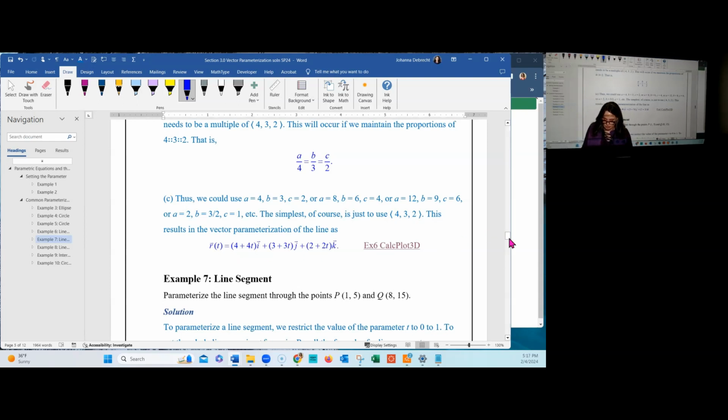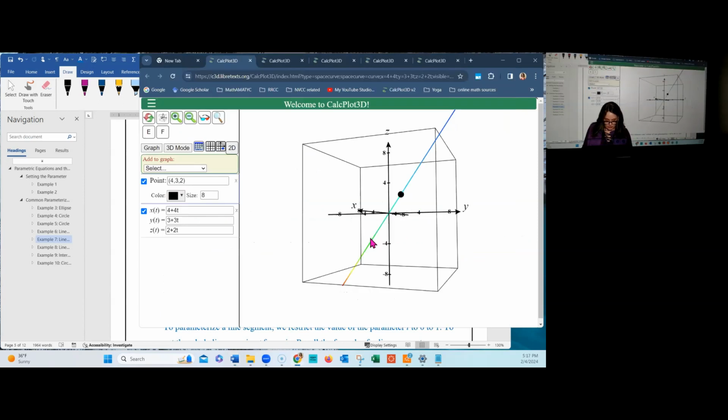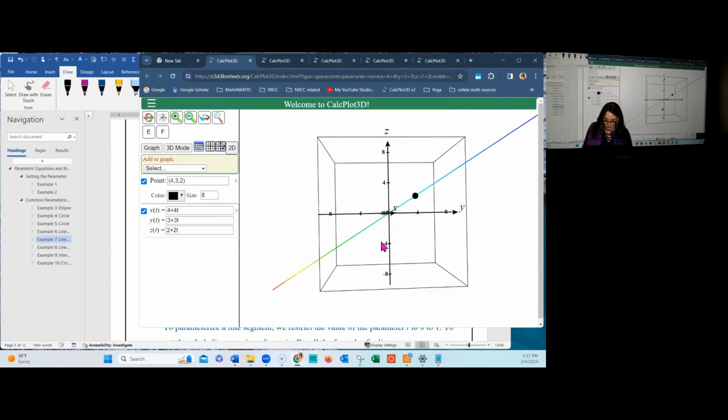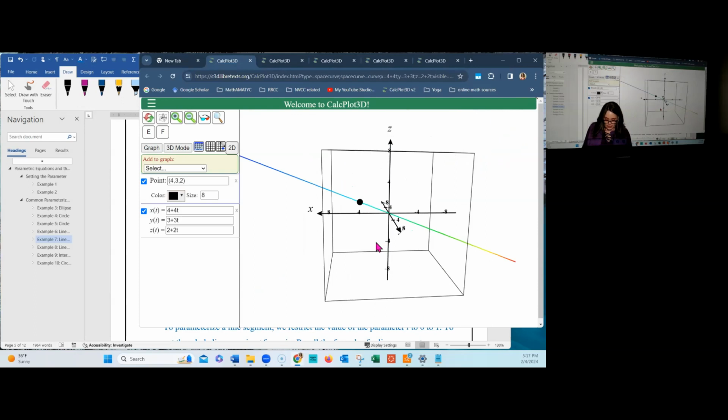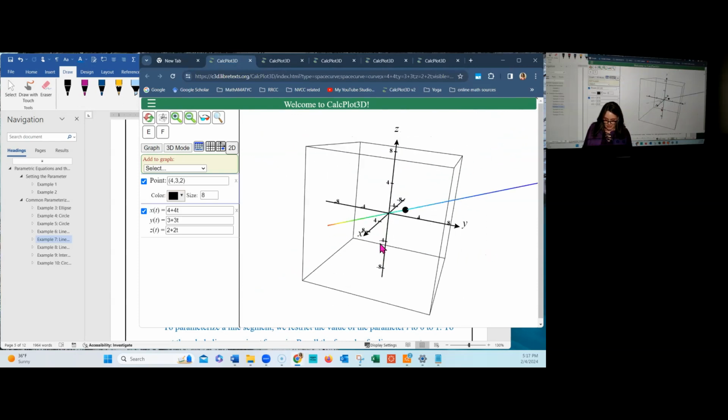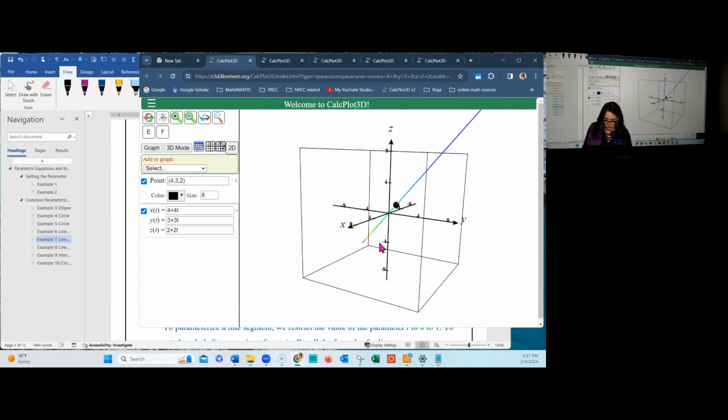Now let's take a look at what this one looks like over here. And you can see the line right here. The black dot is the point 4, 3, 2, and you can see that it is going through the origin. All right.